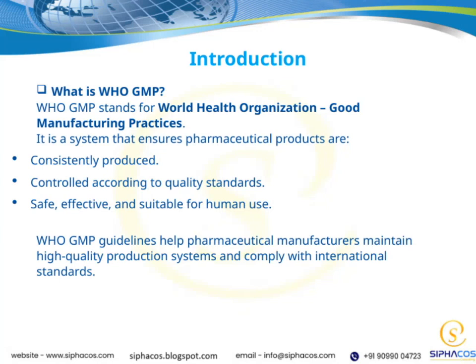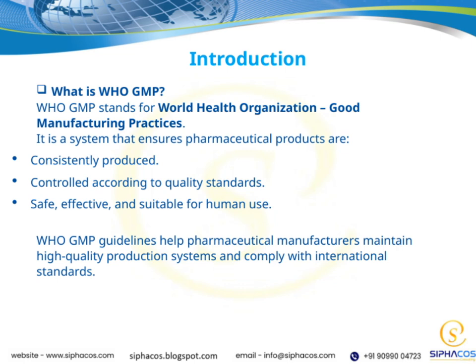Welcome to the second slide of our presentation. Here, we'll delve into what GMP really means. GMP stands for World Health Organization, Good Manufacturing Practices. It's a vital system that ensures pharmaceutical products are made to the highest quality standards. Essentially, it helps guarantee that medications are consistently produced and controlled according to strict quality guidelines. This consistency is key to making sure the products are safe, effective, and suitable for human use.